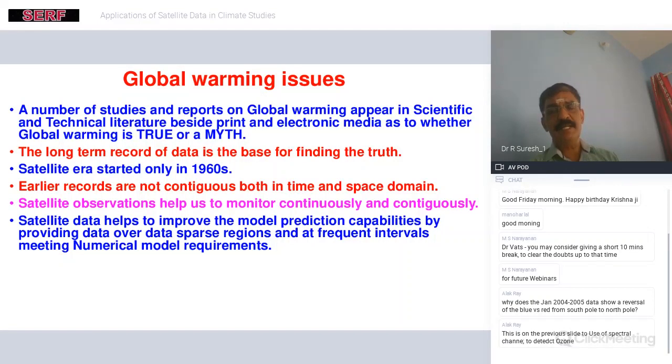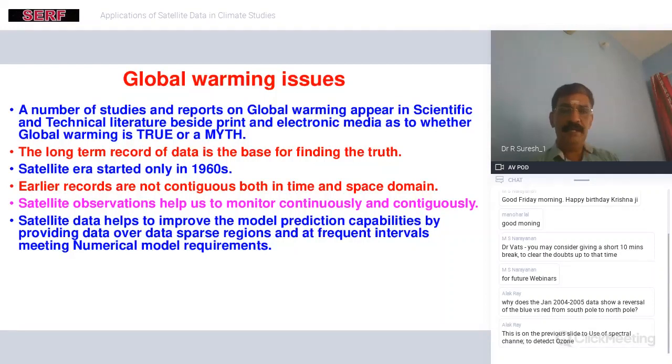Whereas in the case of satellite, a unique satellite is observing all the places, so there should not be any bias over a particular location, unless the channel characteristics are not properly established. That is what we have evaluated ourselves from 1960 to 2005. We have a comfortable stage.